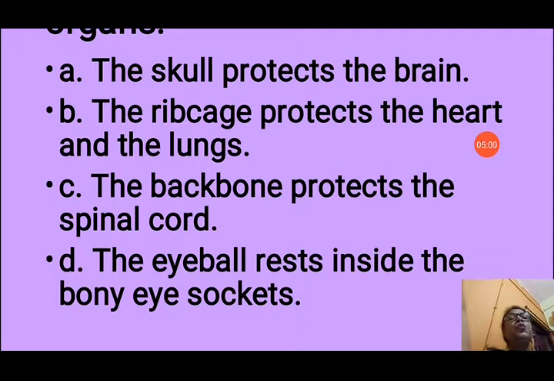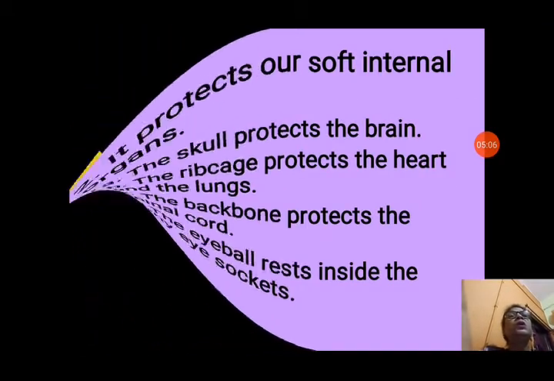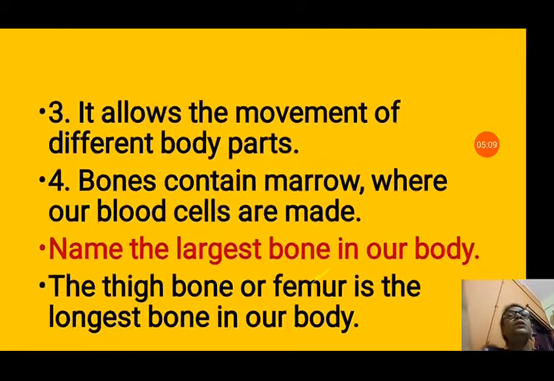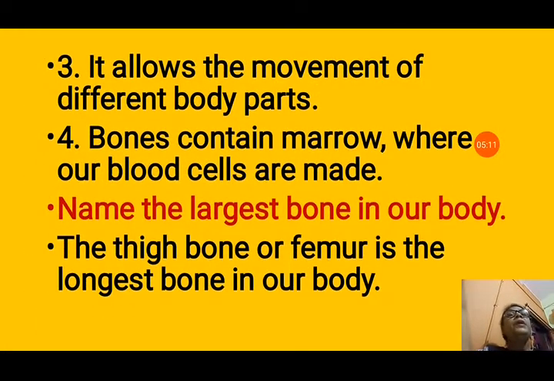Rest inside the bony eye sockets. We have eye sockets, inside that our soft eyeball is protected. So this protects our many internal soft organs. Third is it allows the movement of the different body parts. Without the bone and muscles we cannot move. So it helps in the movement of different parts of the body.